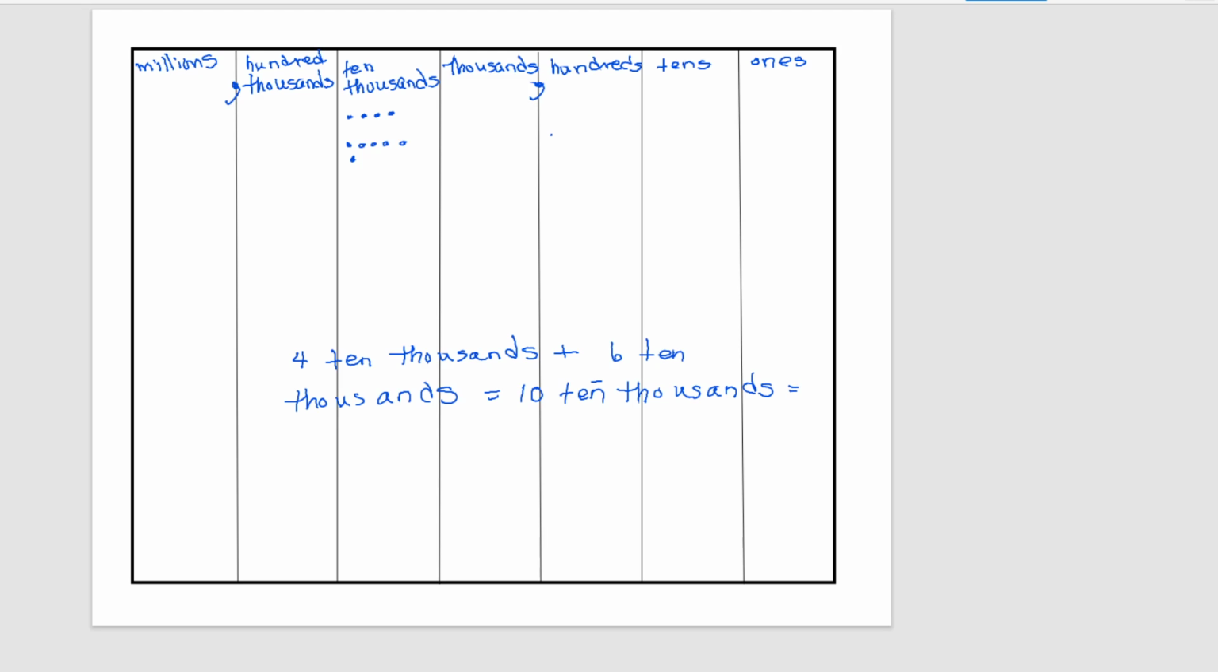And since we have 10 units, we can exchange that for the next larger unit, which is 100,000. So in standard form, 4 10,000s is 40,000, plus 6 10,000s is 60,000, which gives us a sum of 100,000. Okay, let's erase that.